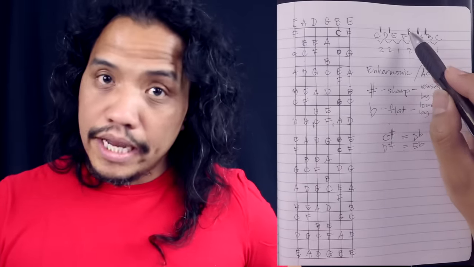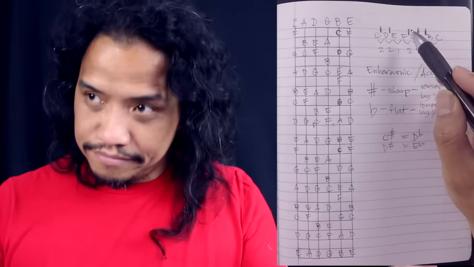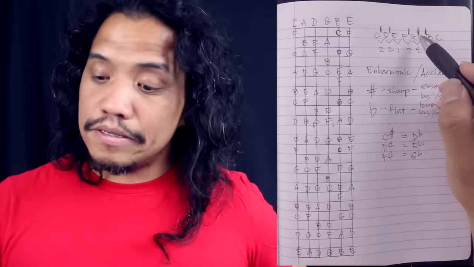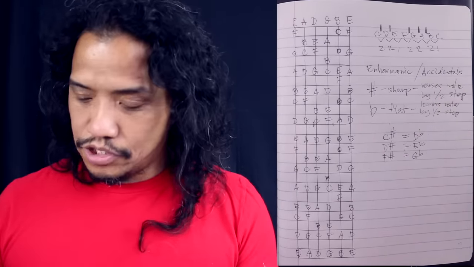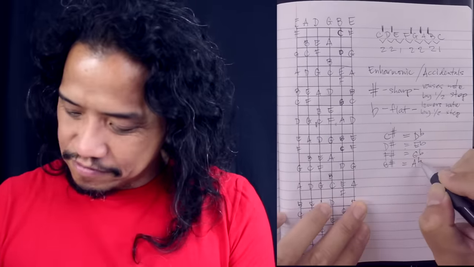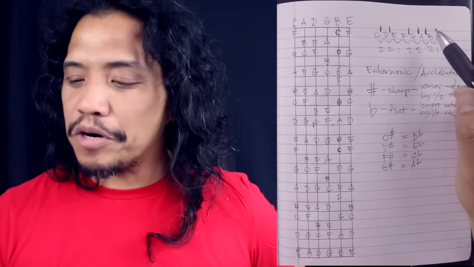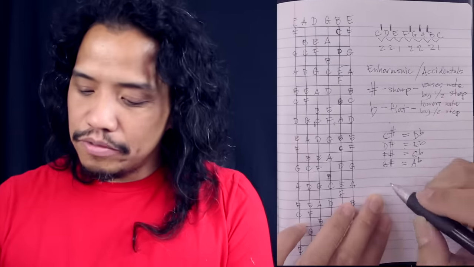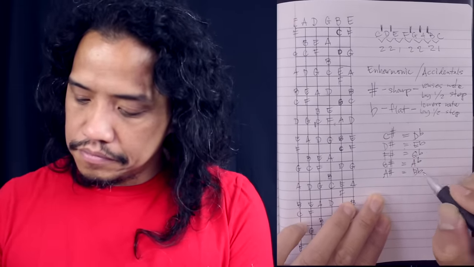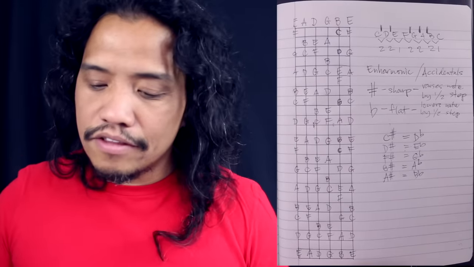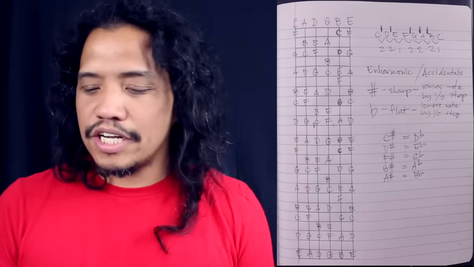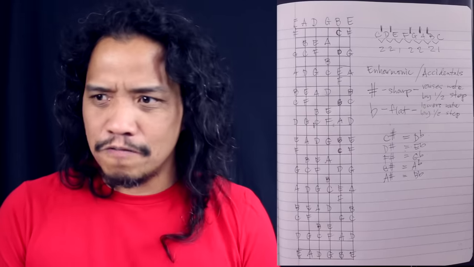Then the next black key is in between F and G, so that can either be an F sharp or a G flat. Next is in between G and A, so G sharp or A flat. And lastly, we have the enharmonic in between A and B. So that will be an A sharp or a B flat. The main reason for me laying out the fretboard this way is so that you don't get information overload. So I'm going to flash a typical fretboard grid on screen right now.